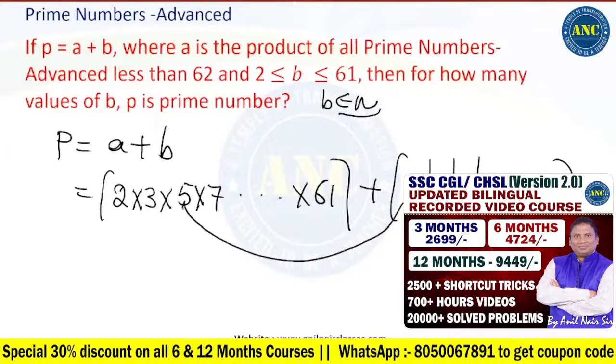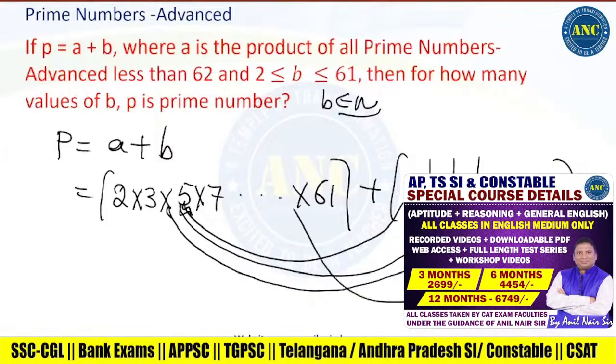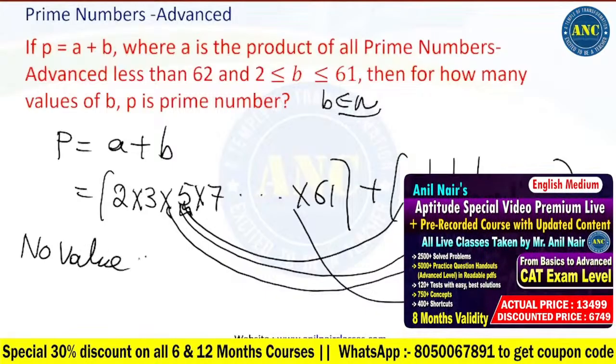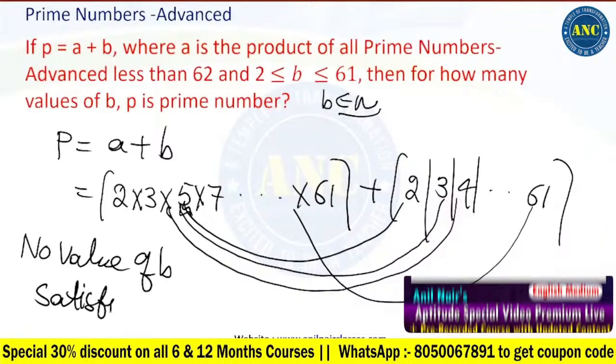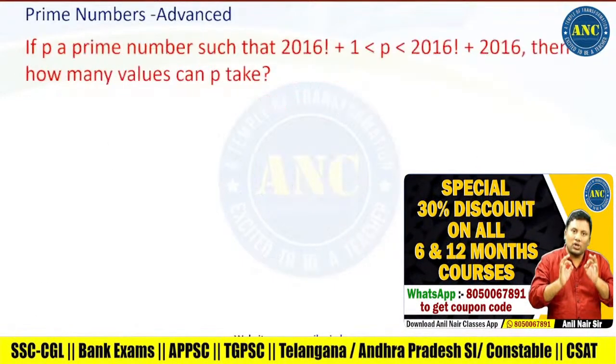2 is a part of this number. 3 is a part of this number. A factor of 4 is a part of this number. 61 is a part of the number. No value of B satisfies this equation. Various models is what we are looking at in prime numbers.